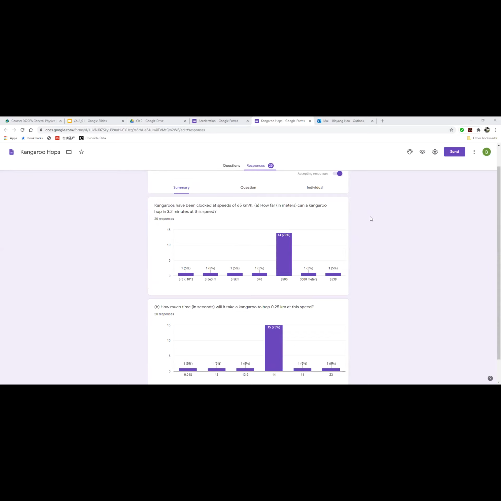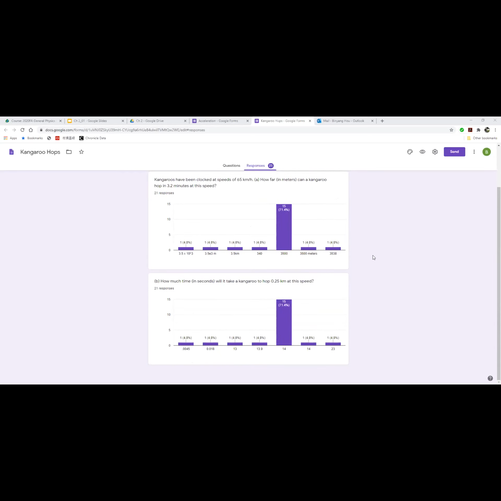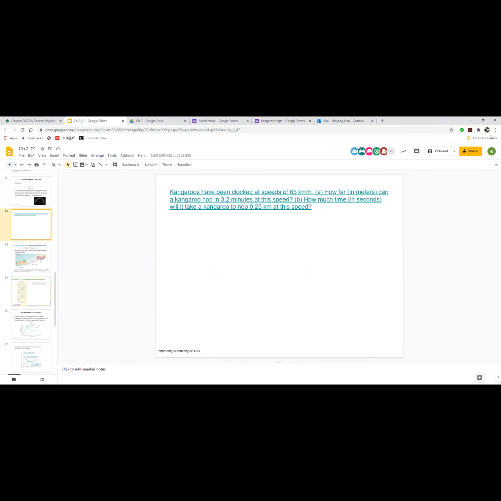Okay, so for the first one, I see most of you got that one right. It's 3,500 meters, or 3.5 times 10 to the third. And then the second one, it's about 14 seconds. Many of you have that one right as well. So let's take a look here.